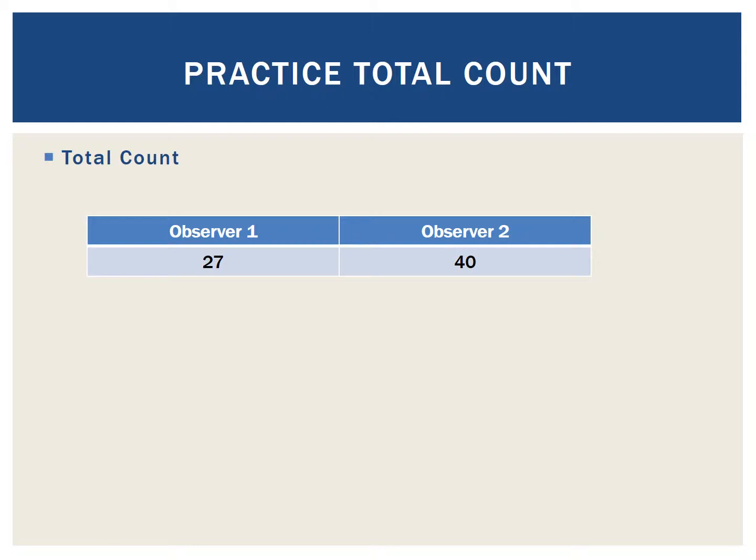So if we practice this, one observer records 27, the other records 40. So if we take 27 divided by 40, I actually have to use a calculator. I'm not that good anymore. So 27 divided by 40 equals 0.67. That's about 67% agreement, which would not be an acceptable level of agreement with the standard of 80%. And if you also consider this method of computing inter-observer agreement is less sensitive, then this is actually pretty low.